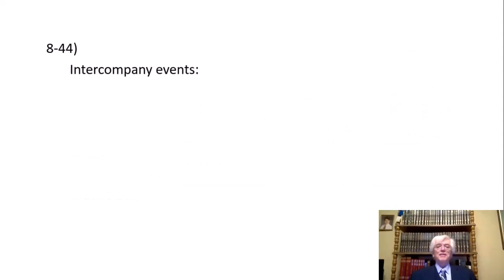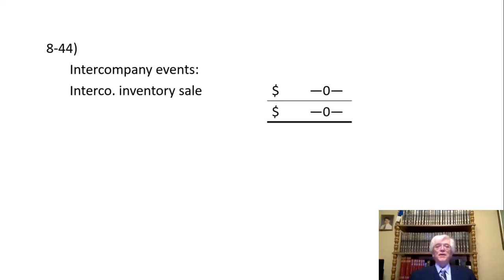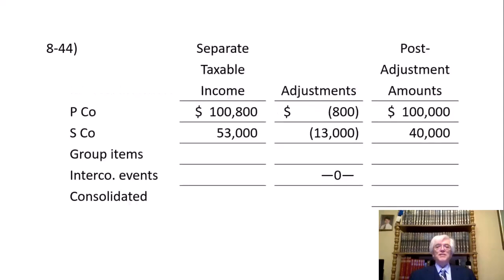Next, let's look at our intercompany event. There was just one. The intercompany inventory sale with a $17,000 profit, but we are not going to add that $17,000 profit back until something happens with the sub who bought that property and they do something with it. So for now, no adjustment for intercompany events. Pulling the $17,000 out was correct, and we'll leave that alone. So nothing there for intercompany events. So just put a 0 in the intercompany events, and of course a 0 in the post-adjustment amounts.